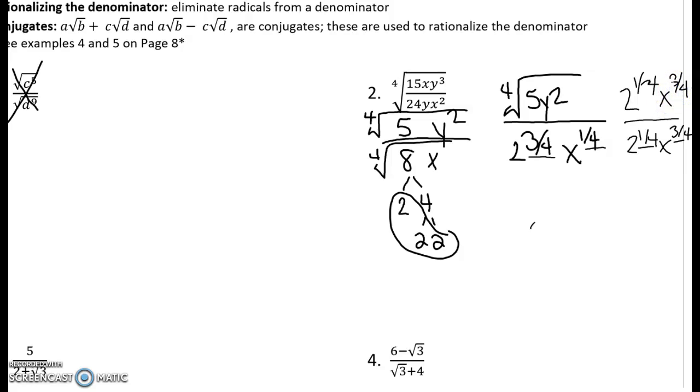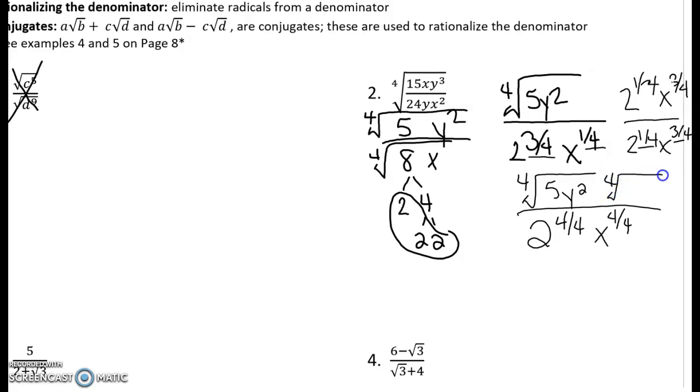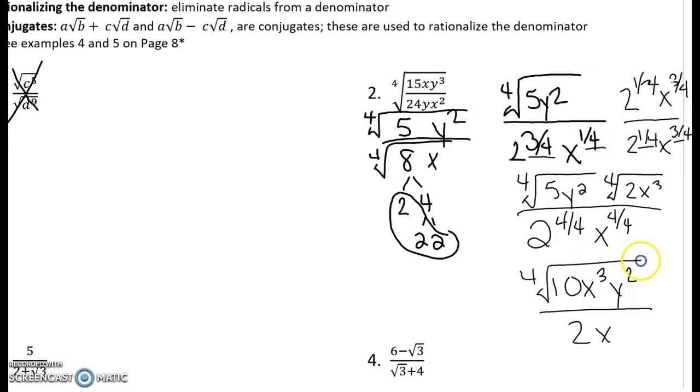Alright, so on the bottom, I'm going to have 2 to the 4/4, x to the 4/4, over the fourth root of 5y squared, and I'm going to turn the 2 to the 1/4 and x to the 3/4 into a root. So the fourth root of 2 and x cubed. Multiplying these together, I'm going to get 10 on the top, x cubed, y squared, and then a 2 and an x, and then I have the fourth root on top.